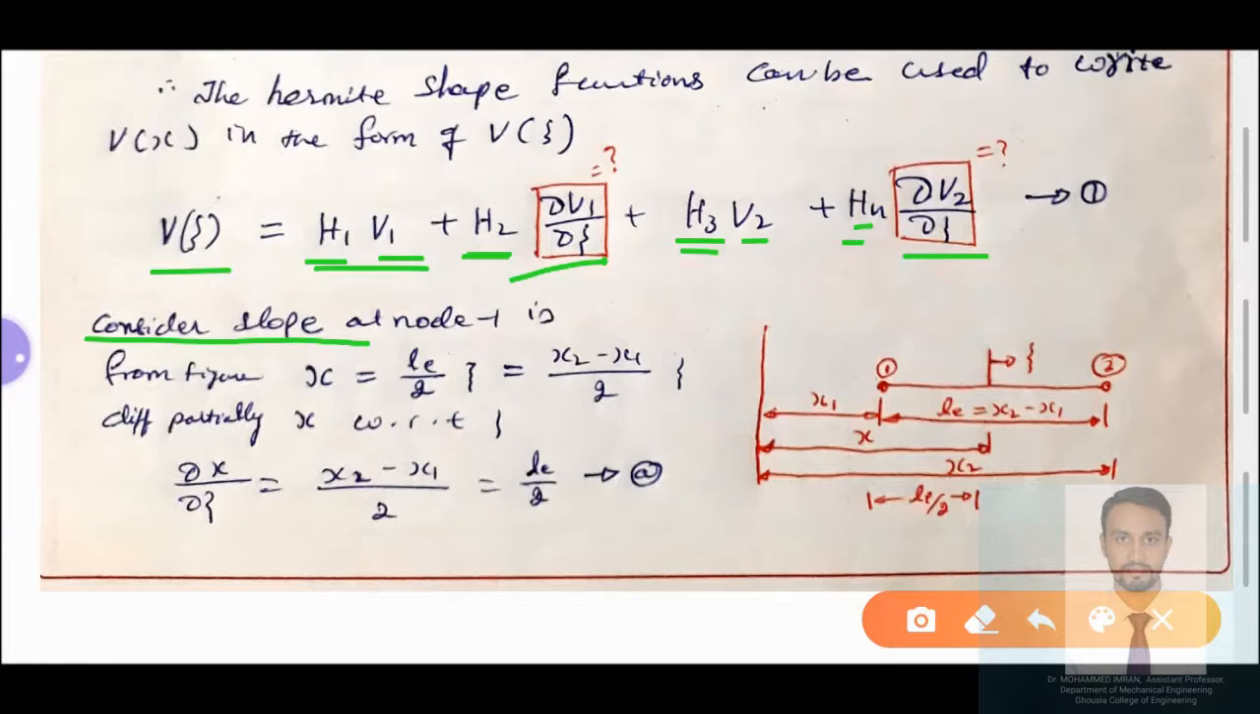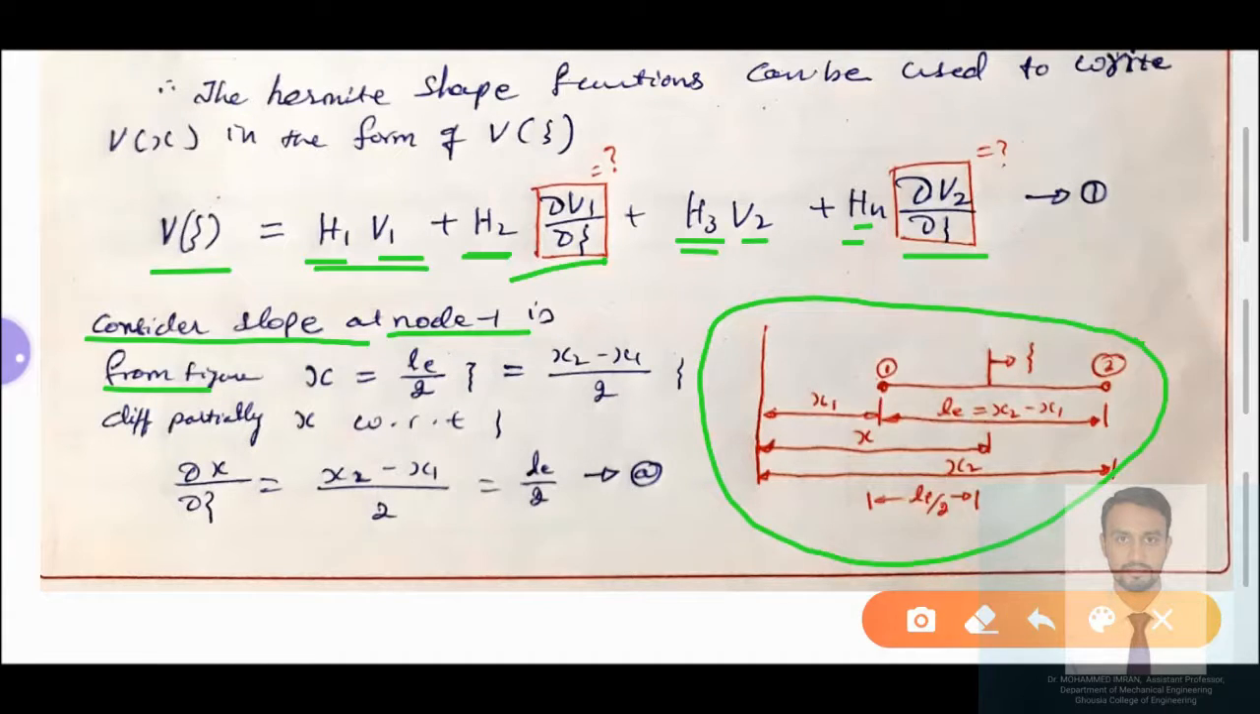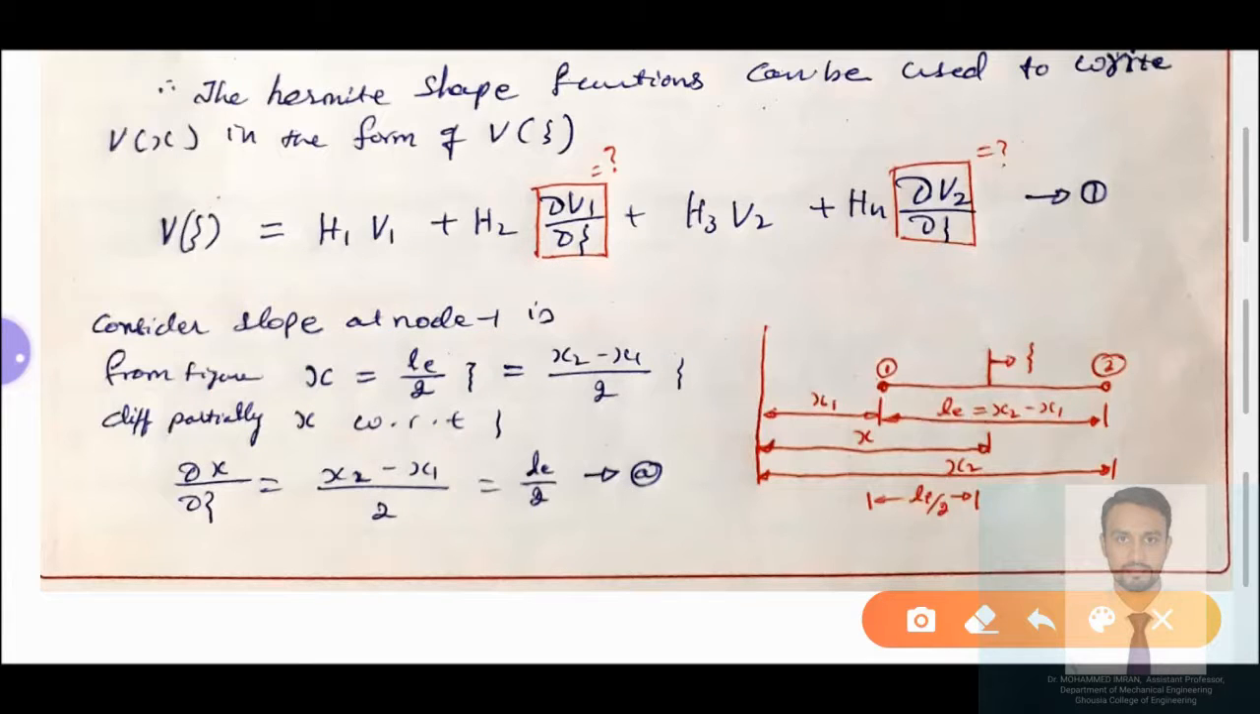Consider the slope at node number 1. From this figure, we have converted the global terms to a natural coordinate system. The dimensional quantity has been converted into a dimensionless quantity. As represented in space from the origin, we have shifted node number 1 from the origin by a distance x1, and node number 2 by a distance x2. The length of the element is LE, which equals x2 minus x1, and from the mid of the beam the distance to the origin is x. We know that LE is equal to x2 minus x1.